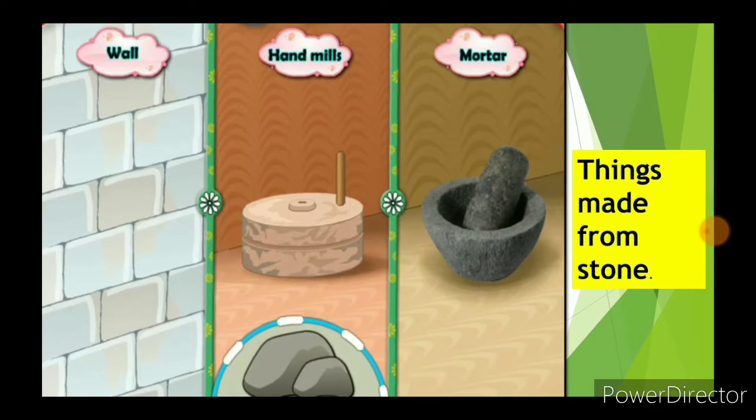Name some things that are made from stone. Wall is made up of stone. Hand mill is made up of stone. Mortar and pestle is also made up of stone.